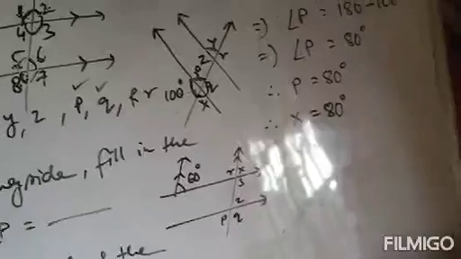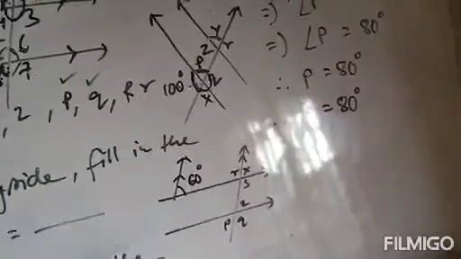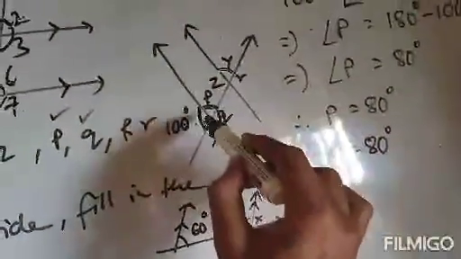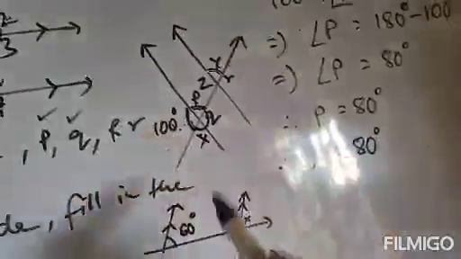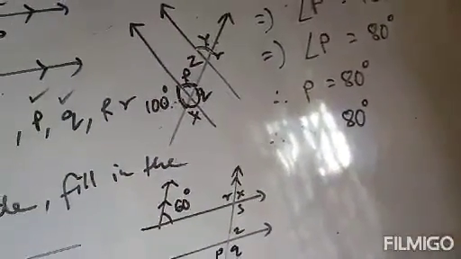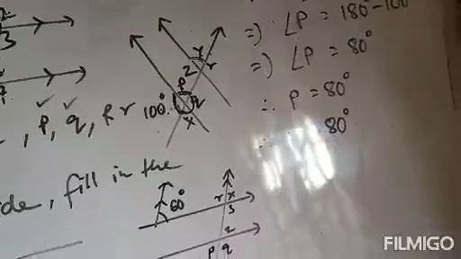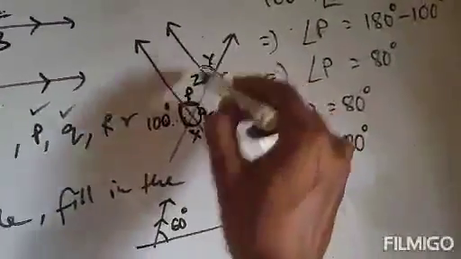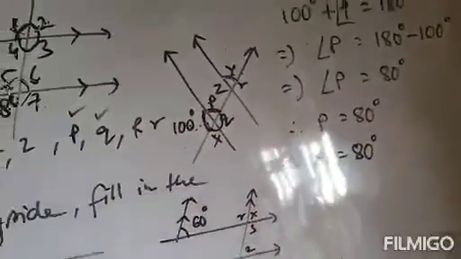See carefully these two angles. These two angles, angle y and angle 100 degree, are exterior allied angles. So we can say the sum of the exterior allied angles is supplementary, we know.